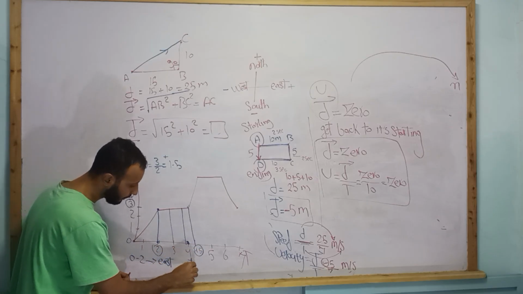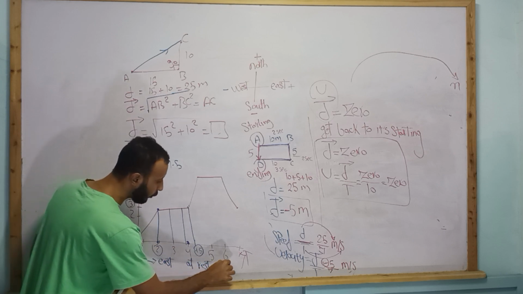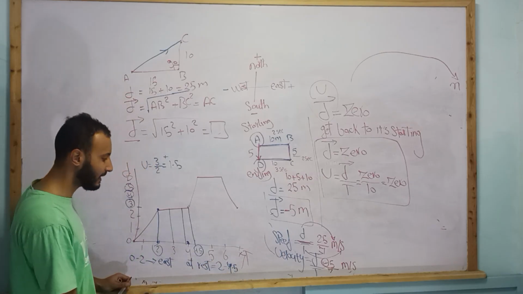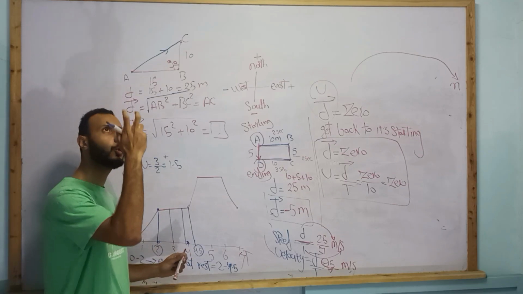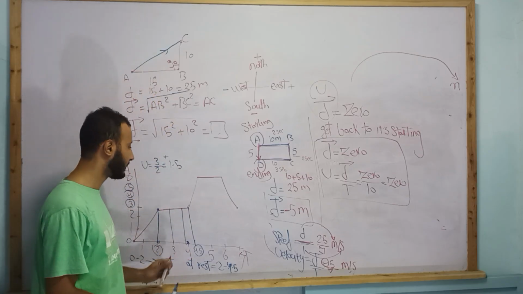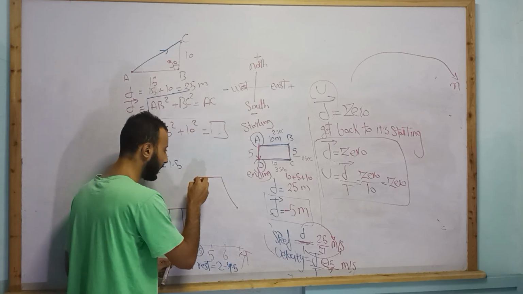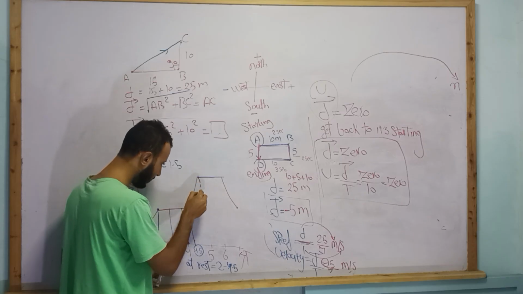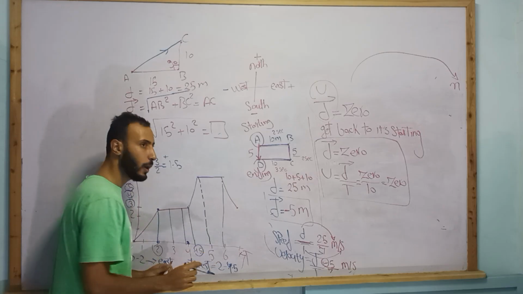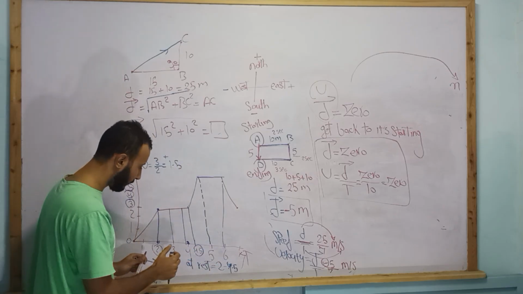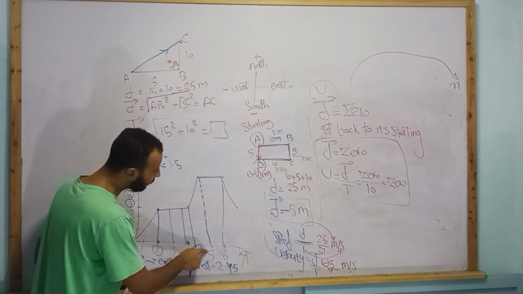At rest from 2 to 4.5. How many seconds? 4.5 minus 2 equals 2.5. So for 2.5 seconds he was at rest, and then increasing his motion again, or increasing his speed again, and then at rest again. At rest from 5 to 6. Okay? So he gets to rest 2 times. The first time from 2 to 4.5. The second one from 5 to 6.